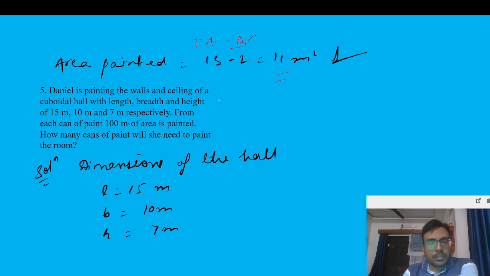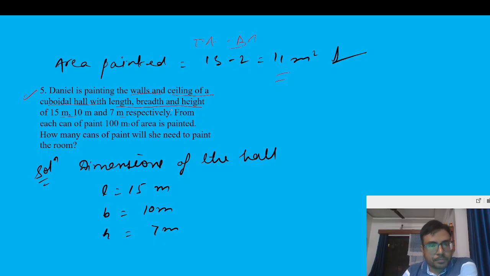I think you got this. Now next, question number 5. Now see what it is saying. Read the question very carefully. Daniel is painting the walls and ceiling of a cuboidal hall with length, breadth and height given.